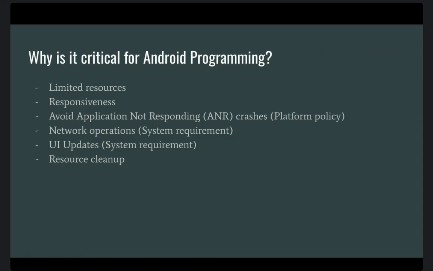Then network operations. In order to keep the main thread free for UI related operations, Android enforces network calls only on background threads. So you cannot make a network call on the main thread. And UI updates: after the background thread is done, you still need to make UI updates, so you need a mechanism where they can join and the main thread can update the UI. And resource cleanup. On Android, if you go from one screen to a second screen that is making 5 or 6 network calls, and while those calls are going on you go back to the first screen, you need to make sure that whatever resources you occupied while making those network calls are cleaned up. So that's why it is critical for Android.